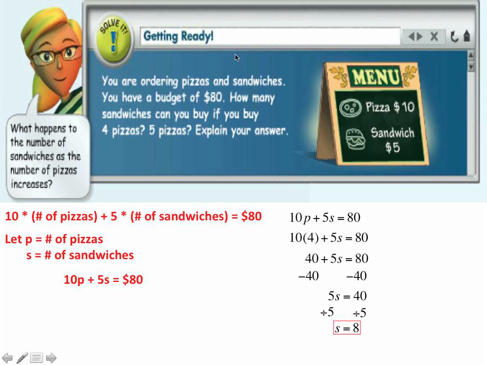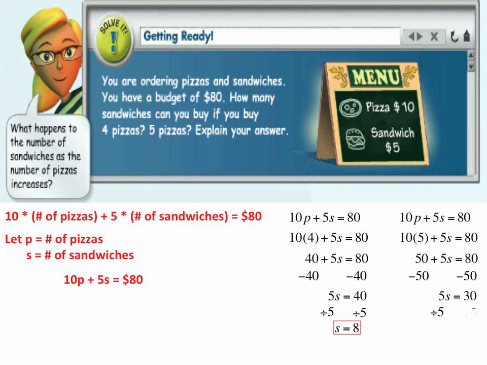Second part of the question asks me, okay, what about 5 pizzas? So I'll just make P 5 in my equation. And what I have here is 10 times 5 plus 5S equals 80. So 50 plus 5S equals 80. Subtract the 50. 5S makes 30. Divide by the 5. And S is 6. Okay, so it's pretty simple as long as you can establish some sort of equation and they're giving you a value for one of the letters, just plug it in and simplify it.